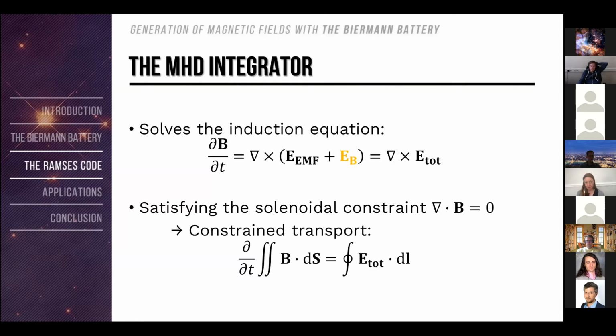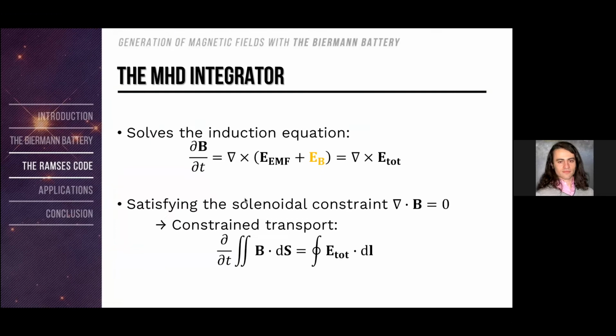So the equation dictating the evolution of the magnetic field in the Ramses code is none other than the induction equation as described by means of the electromotive force. And so I added the Biermann corresponding electric field to the EMF to account for the Biermann battery. An important structural property that has to be enforced at all times is the solenoidal constraint.